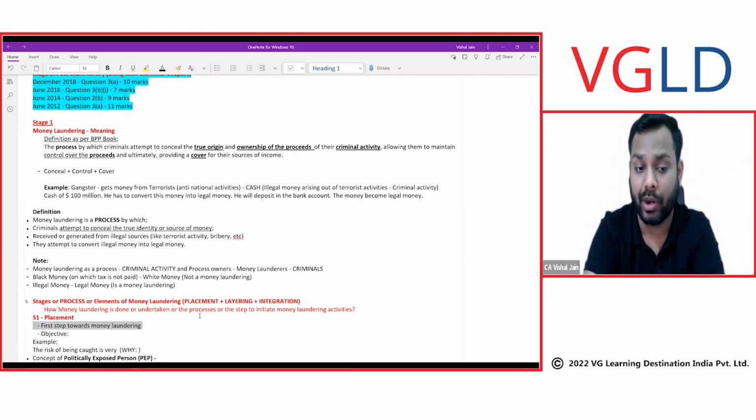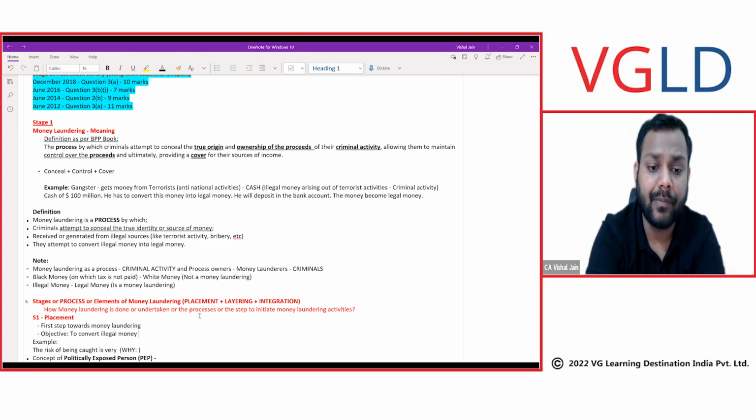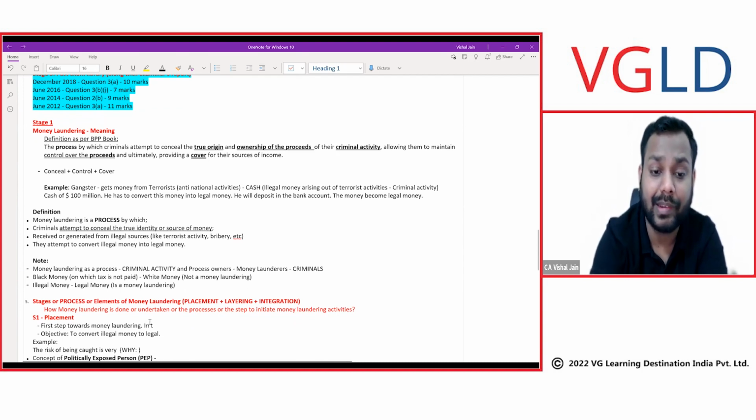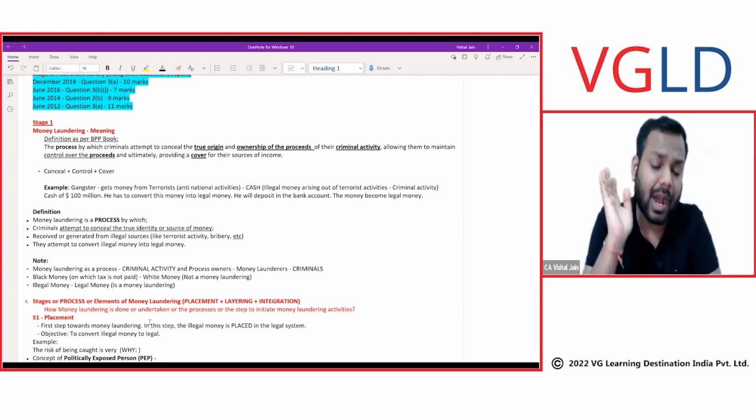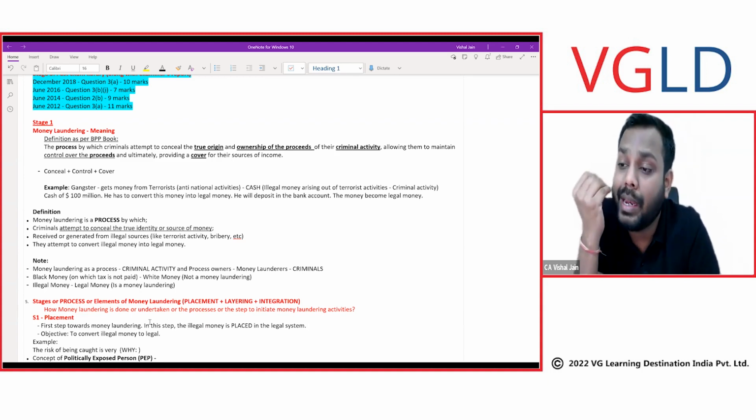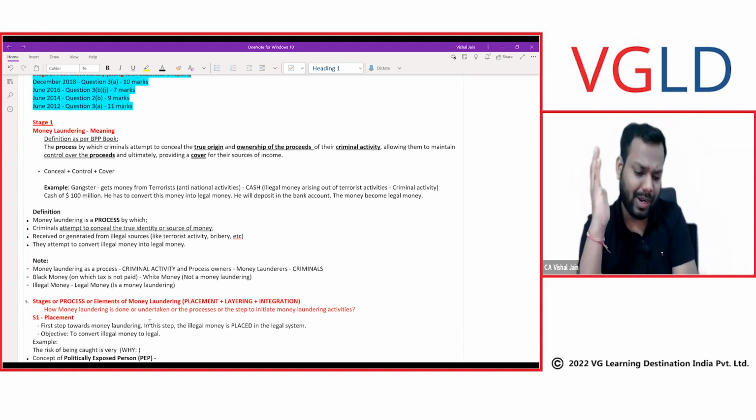Placement is the first step towards money laundering. And what is the objective? The objective is to convert illegal money to legal money. In this first step, the illegal money is placed in the legal system. And this placement can be done in any manner: by way of bank deposits, by way of purchase of a car, by way of purchase of a house, by any given manner.